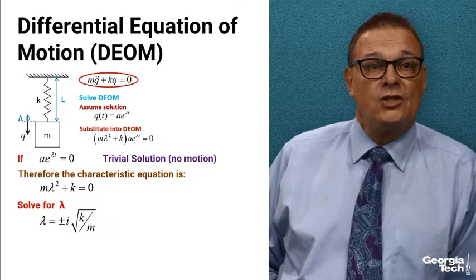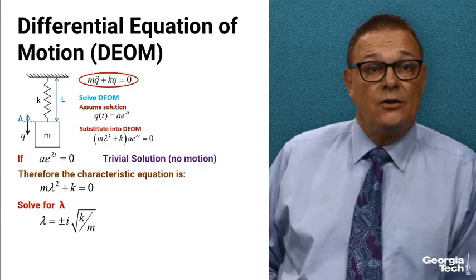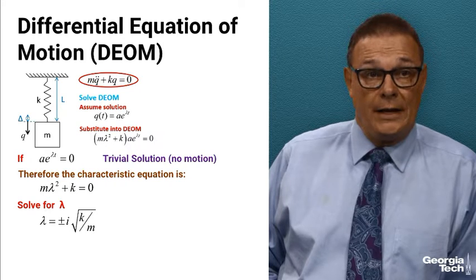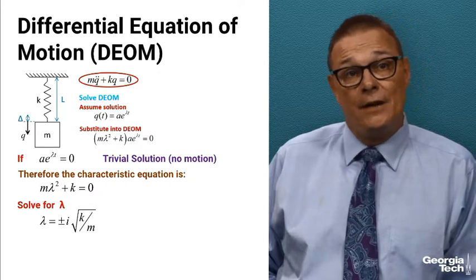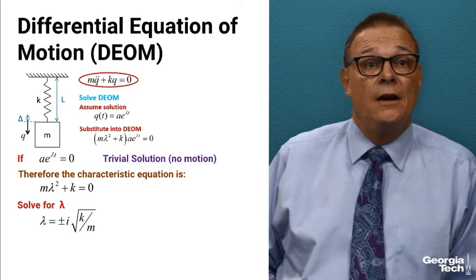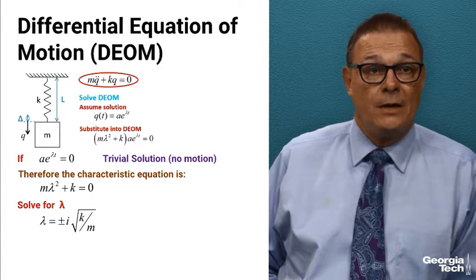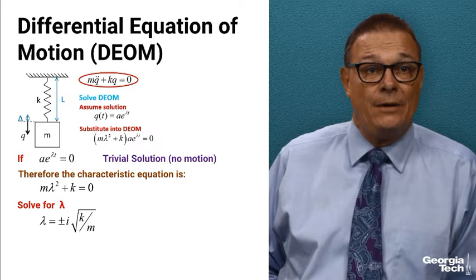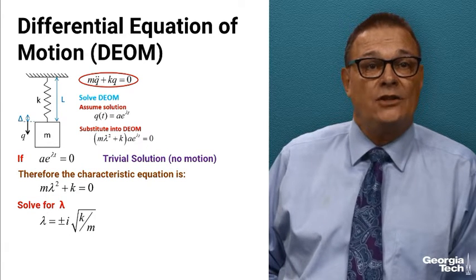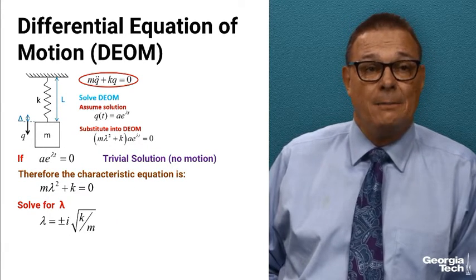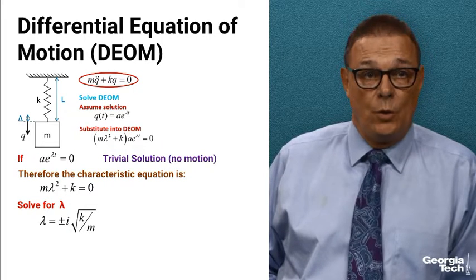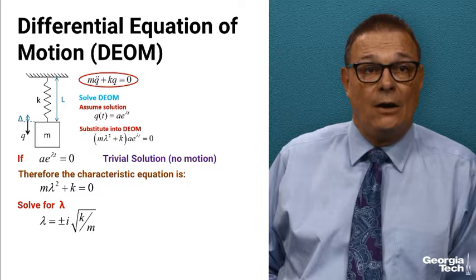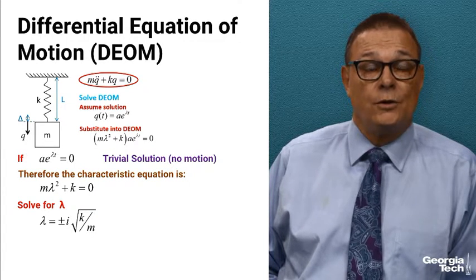If I have plus i times the square root of k over m, squared, a plus i times a plus i is a negative. Negative times k over m satisfies the equation. Now if I square minus i times the square root of k over m, I've got minus times minus is a plus, i times i is a minus, times k over m. So again, that comes out to minus k over m and solves the characteristic equation.